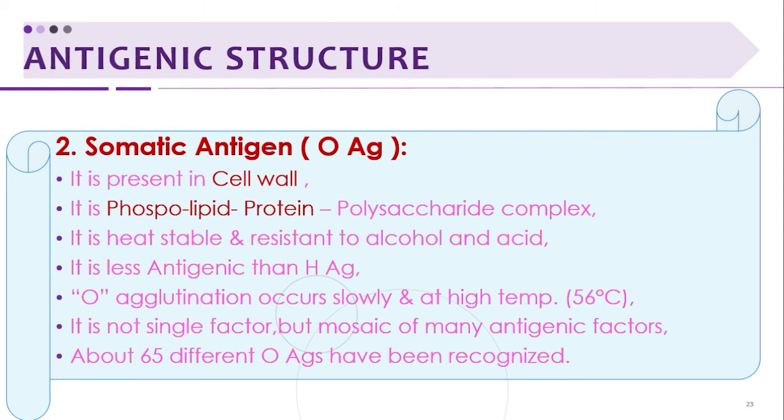So you can differentiate this antigen from the H antigen: the agglutination occurs slowly, it is less antigenic, and it is heat stable, while the H antigen is heat labile, strongly antigenic, and agglutination takes place rapidly at 37 degrees centigrade, with a cotton wool type of clumping. Here it is seen as compact, chalk powder like agglutination. That differentiates the somatic antigen from the H antigen.